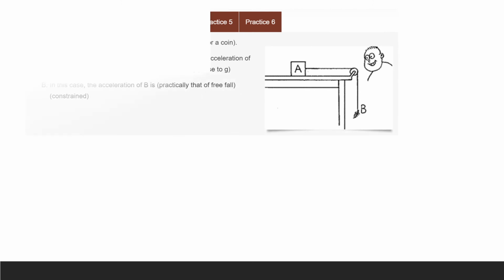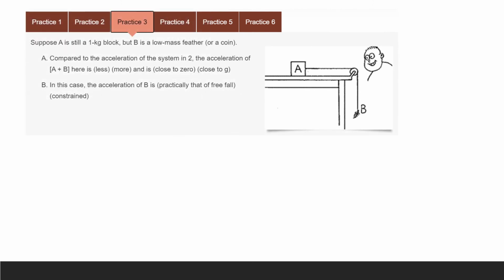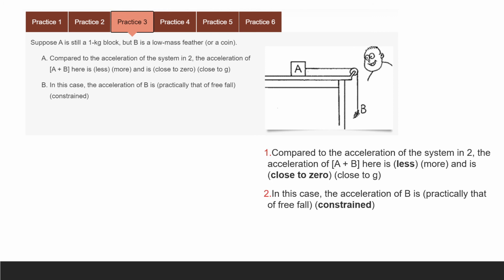Alright, let's continue with this one right here. Suppose A is still a 1 kilogram block, but B is a low mass feather or a coin. Compared to the acceleration of the system in 2, the acceleration of A plus B here is less, more, or close to 0, or close to g. In this case, the acceleration of B is either free fall or constrained.